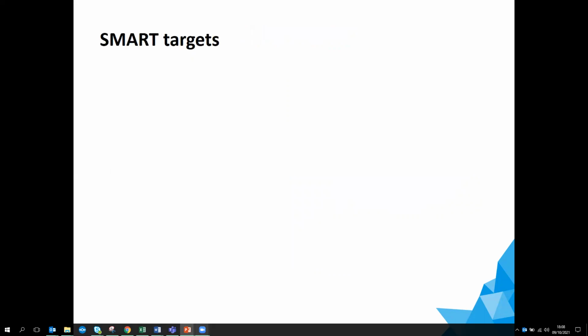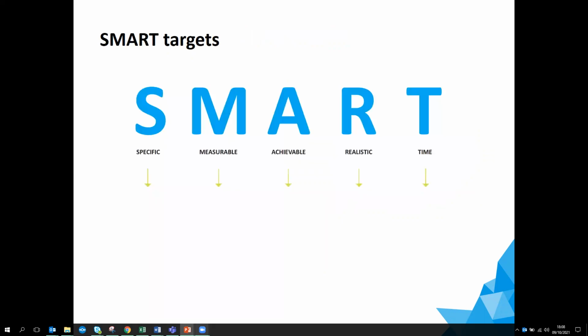When you've set yourself targets previously, you may have heard of the term SMART. SMART is a useful acronym to ensure that your targets are not too vague or difficult to achieve, because that in itself may demotivate you.